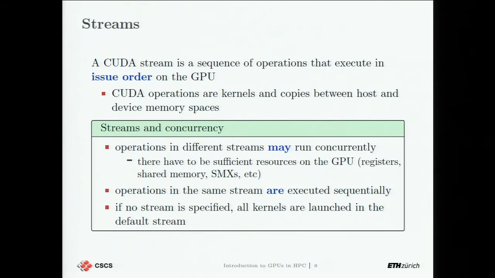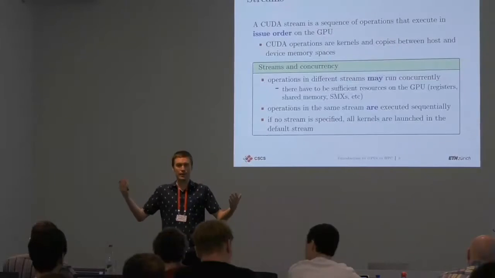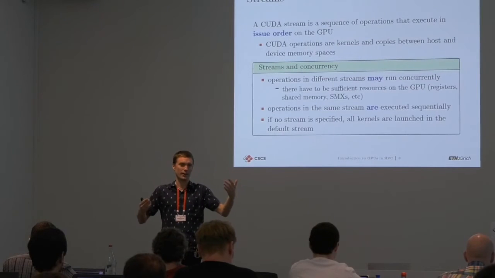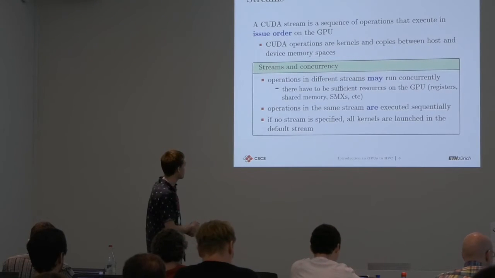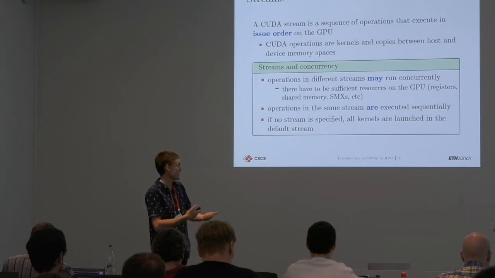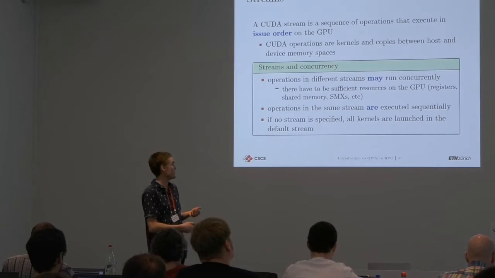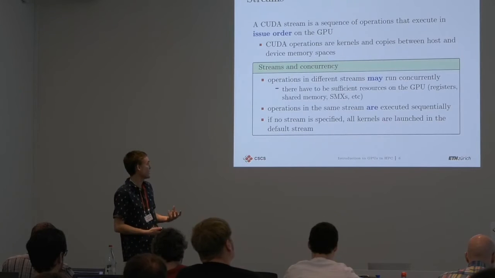If one of the kernels is really big, if it has many thread blocks and uses all the resources on the GPU, that one kernel is going to run and the other kernel will have to wait until that kernel has started to complete and some resources on the GPU become available. And operations in the same stream, as I said before, are executed sequentially.